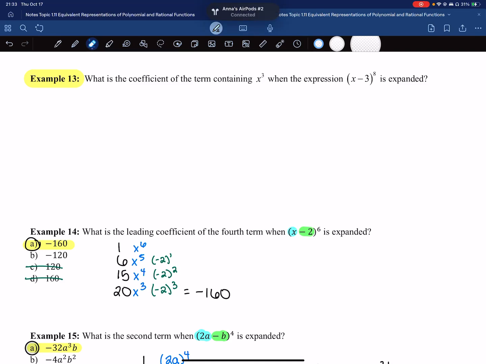In this video, I'm going to show you how to do example number 13. Originally, I was going to show you how to use the calculator. I will tell you how to use the calculator, but I am going to show you how to do this by hand so you can understand that way as well. So we want, what is the coefficient of the term containing x to the third power when the expression (x minus 3) to the eighth is expanded?